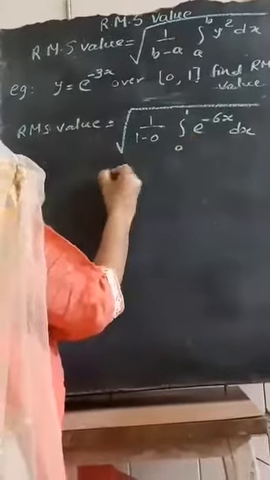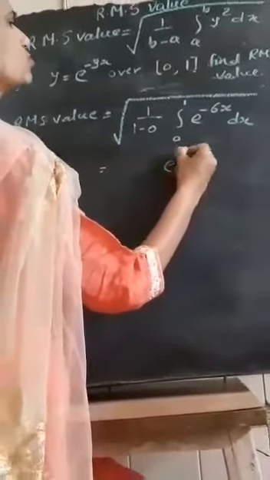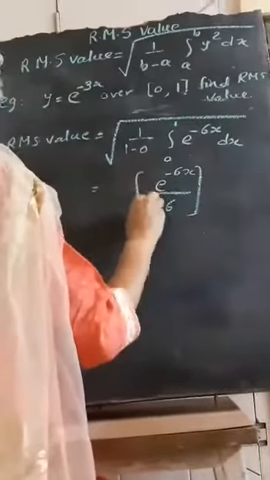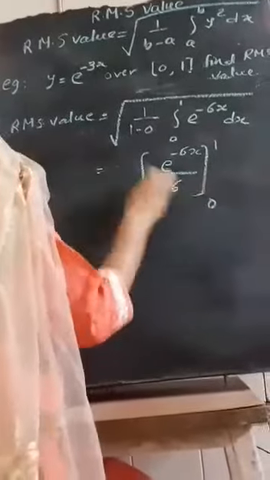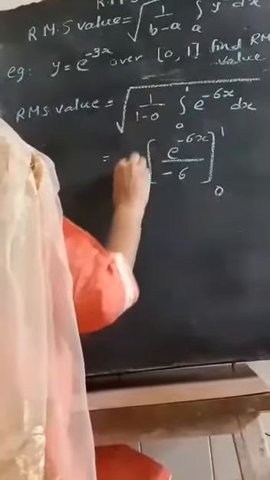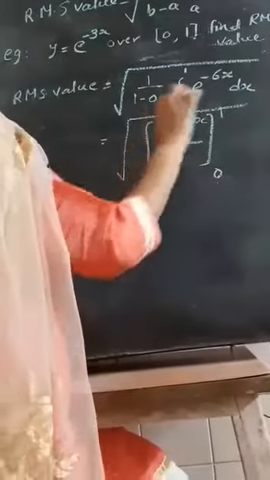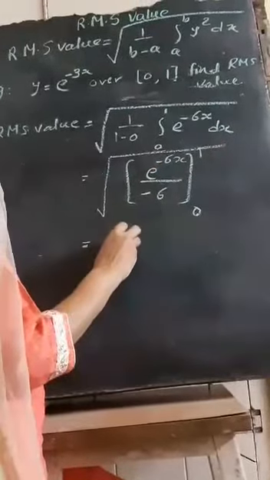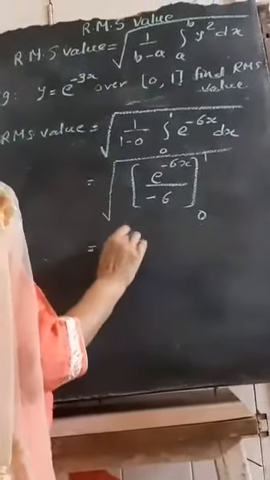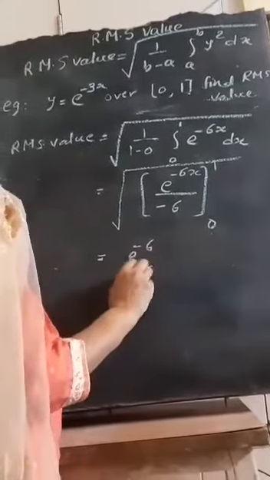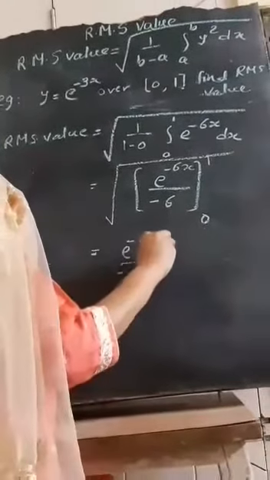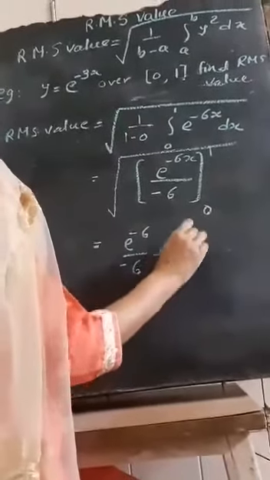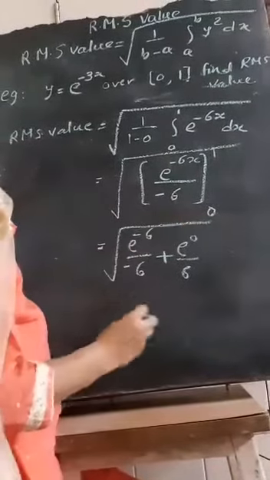So what is the integration of e raised to minus 6x? It is e raised to minus 6x upon minus 6. The limits are 1 and 0. 1 upon 1 minus 0, no need of doing any division. And after the answer it is the square root. Now in place of x we have to put 1. So what will I get? E raised to minus 6 upon minus 6. Minus minus will become plus. E raised to 0 upon 6, and the square root of this.